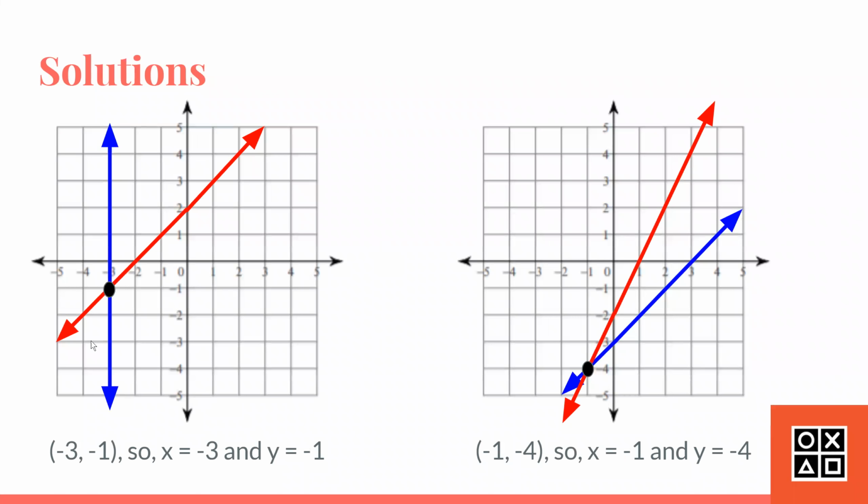All right, so here are the solutions in, I guess, more straight lines and color coded. Negative 3 comma negative 1, yep.